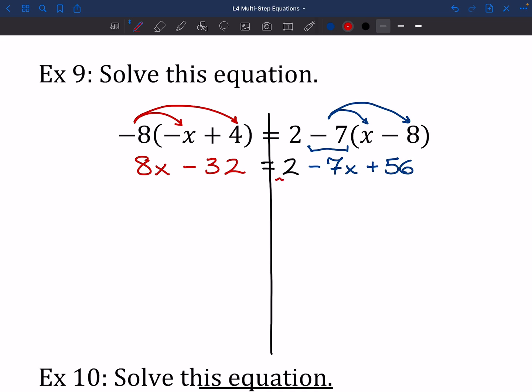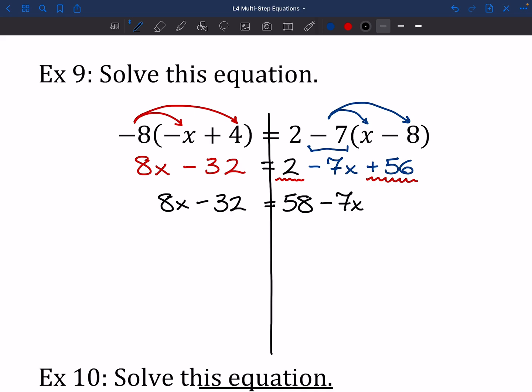What we've got to do after that is we do have some like terms to combine. So over on the right-hand side, I'm noticing that I have this 2, and I have this 56. Well, I sure as heck can add those together, right? They're just numbers. So over on the left-hand side, nothing changes. 8x minus 32. Over on the right-hand side, 2 plus 56 is going to give us 58. And then that minus 7x is still around.